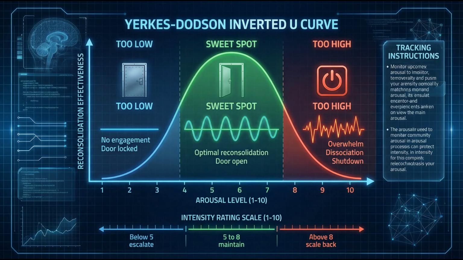The too low signal: you feel nothing during the simulation. No physical sensations, no emotional charge. It's just imagination. This means the amygdala isn't engaged and no reconsolidation is occurring. What to do? Escalate the scenario. Make the threat more vivid. Make the dominance more extreme. Add physical movement. Stand up while simulating. Clench your fists. Breathe aggressively.